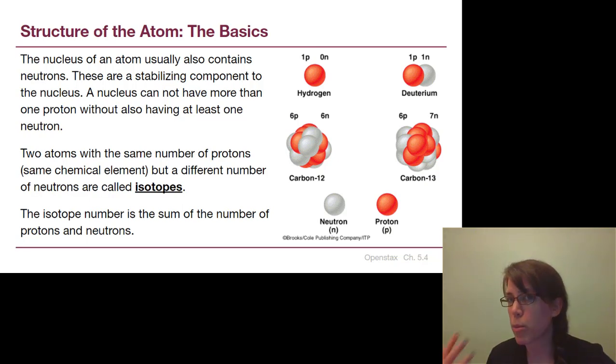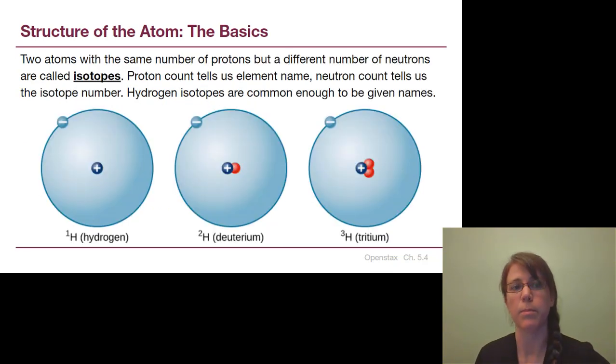We don't need to memorize these different isotopes, but we need to recognize that the number of neutrons has meaning when we're thinking about what an atom is and what the different parts of the atom are trying to represent. Two atoms with the same number of protons but a different number of neutrons are called isotopes, as we said. The proton count tells us the element name, and the neutron count tells us the isotope number.